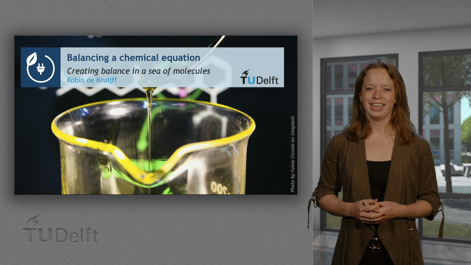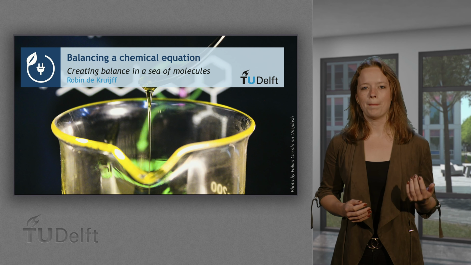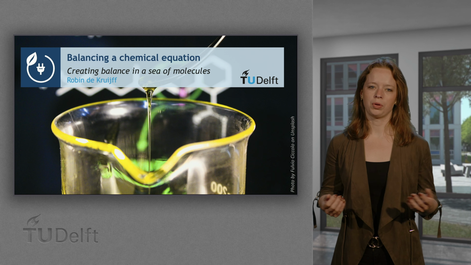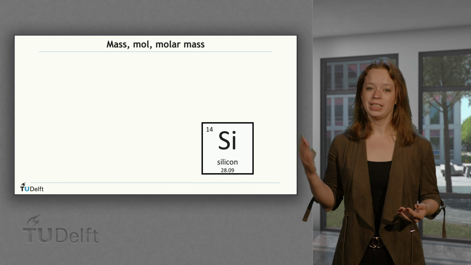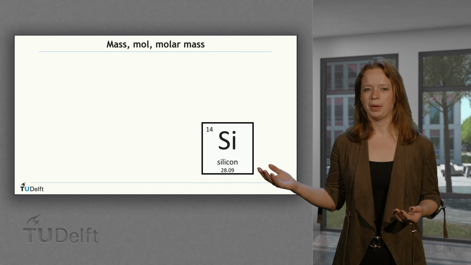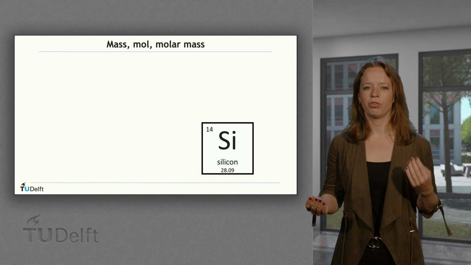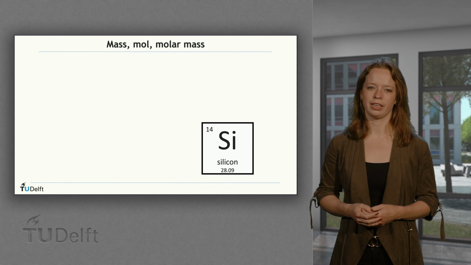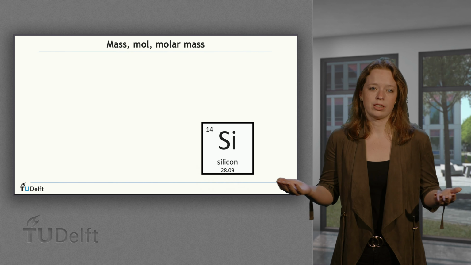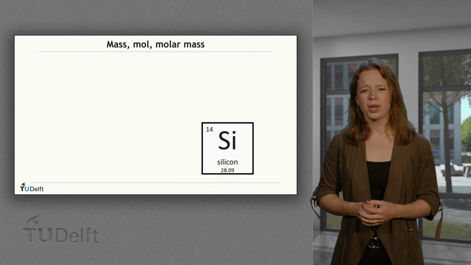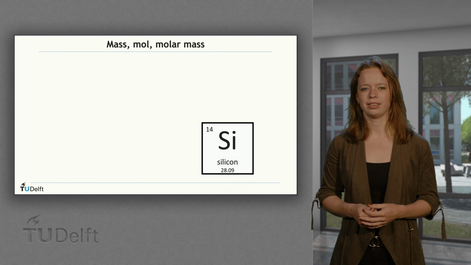Welcome back! In this lecture we'll be discussing mole, molar mass, and how to balance a chemical equation. We see the element silicon here, as it would appear on the periodic table. As you can immediately see, there are 14 protons in the nucleus of a silicon atom. Its atomic mass is apparently 28.09. But how is this atomic mass calculated?